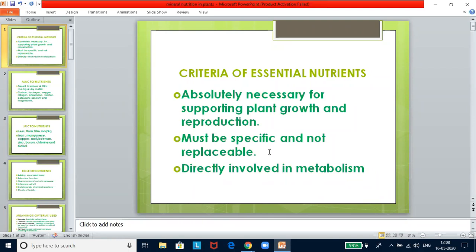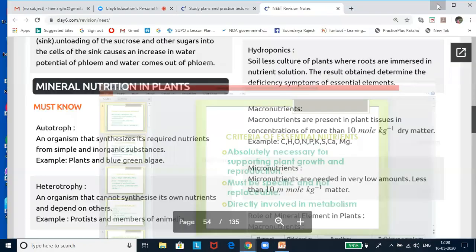It must be specific and not replaceable. That means the deficiency of one element cannot be overcome by supplementing some other element, meaning that element must be irreplaceable. Third, it is directly involved in the metabolism. So these are the criteria for considering an element to be an essential nutrient.